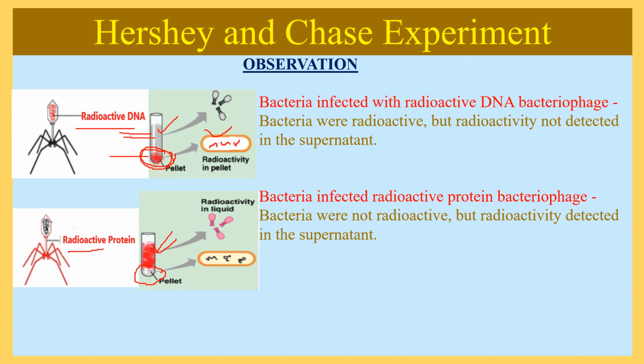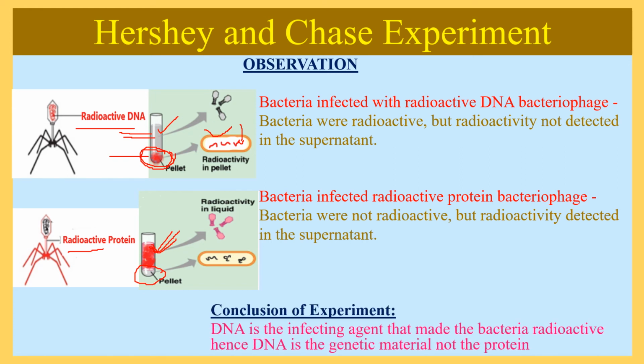In the first setup, the deposit or the pellet is radioactive because DNA is inserted inside the bacterial cells and the bacteria become radioactive. In the second setup, the deposit is not radioactive because the protein coat is radioactive and it is floating in the upper side. Hence, from this they concluded that DNA is the infecting agent that made the bacteria radioactive. Hence, DNA is the genetic material, not the protein.